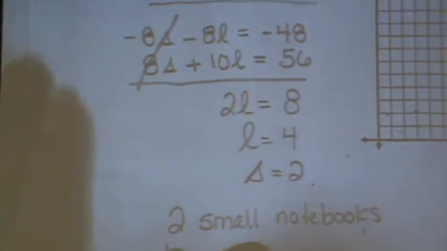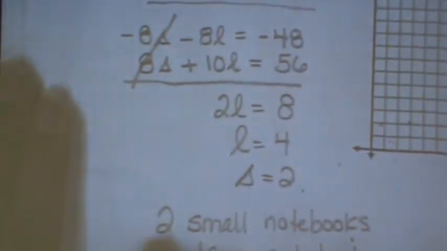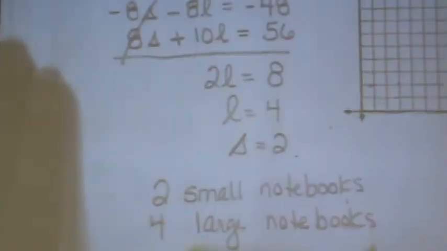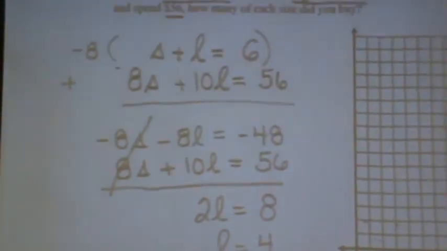So I'll finalize your answer by writing it: 2 small notebooks and 4 large notebooks. Does this answer make sense? It should. Add them up, and you should get 6. And you could take 8, multiply it by 2, and then 10 times 4, and you should get $56. Easy?